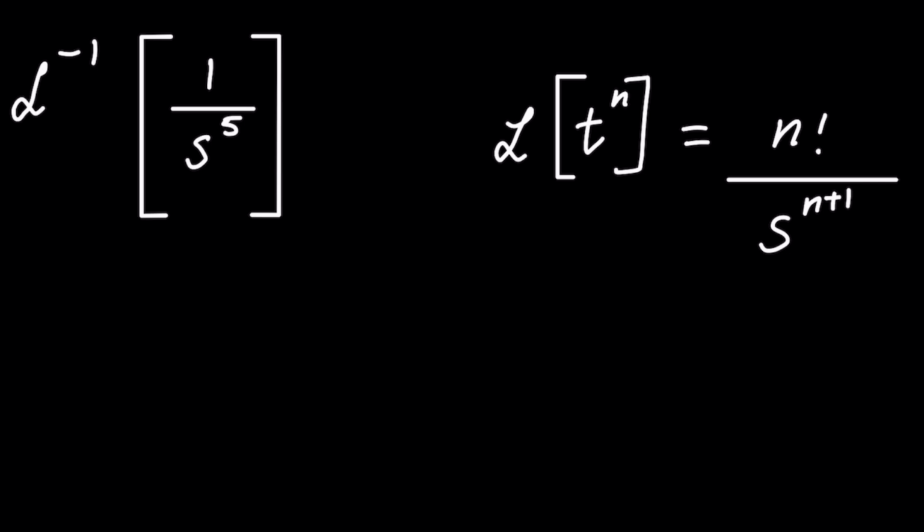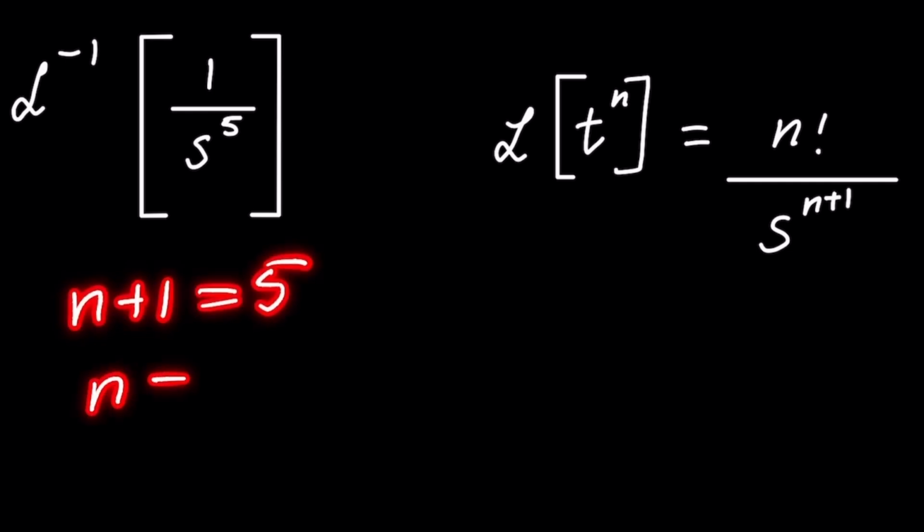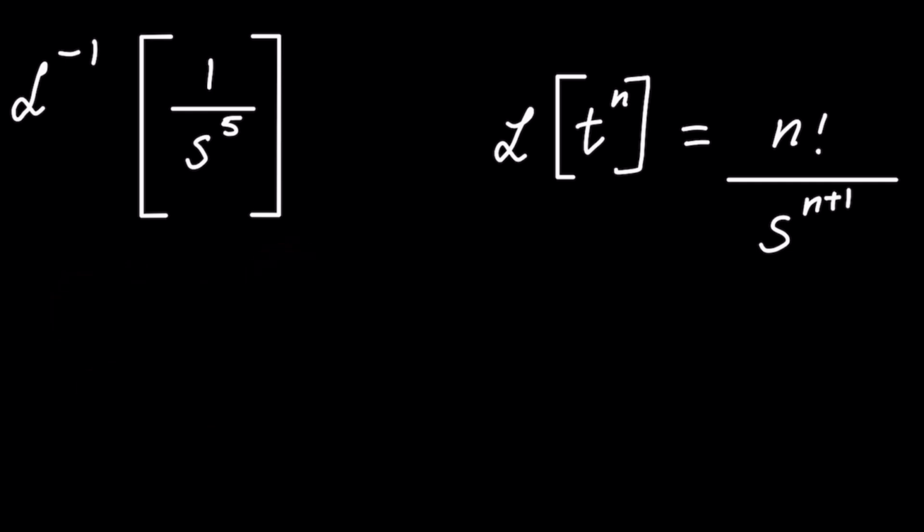So to find the inverse, we will compare this with our expression. From the formula, we can see that s power 5 matches s power n plus 1. So this means n plus 1 equals 5 and n is equal to 4. Now we know that n is equal to 4, and here it is n factorial, which is missing here. So to match the full form of the formula, we will be multiplying with the 4 factorial in both numerator and denominator.